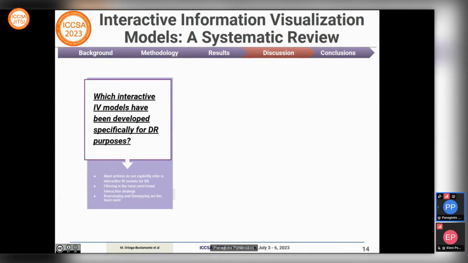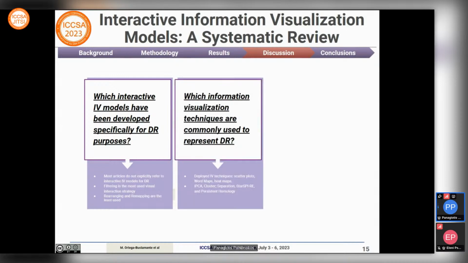So we can conclude that we're going to try to answer briefly the three questions. Which interactive IV models have been developed specifically for DR purposes? As you saw in the previous figure, most articles do not explicitly refer to interactive IV models for DR. Filtering has been the most used visual interaction strategy, and rearranging and remapping are the least used ones.